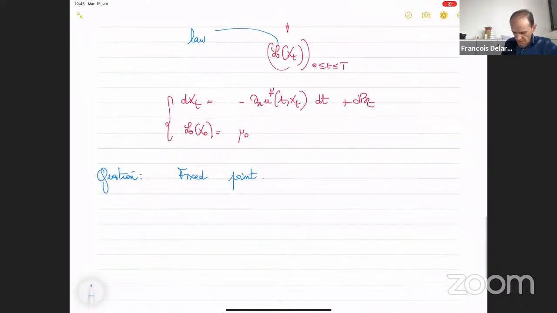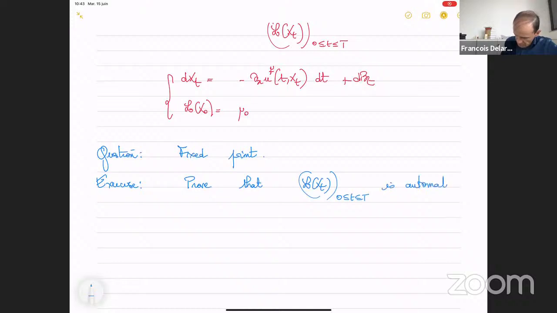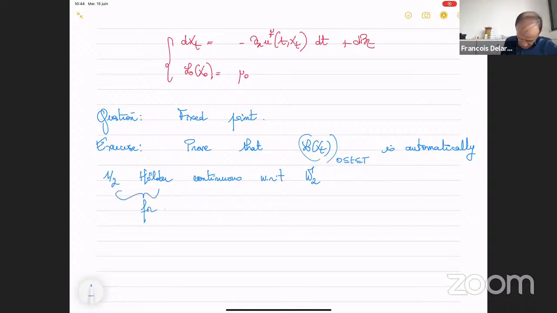Just a remark, maybe this is a simple exercise: prove that the law of xt is automatically 1/2 order continuous with respect to W2, for a constant C that is independent of the input mu.